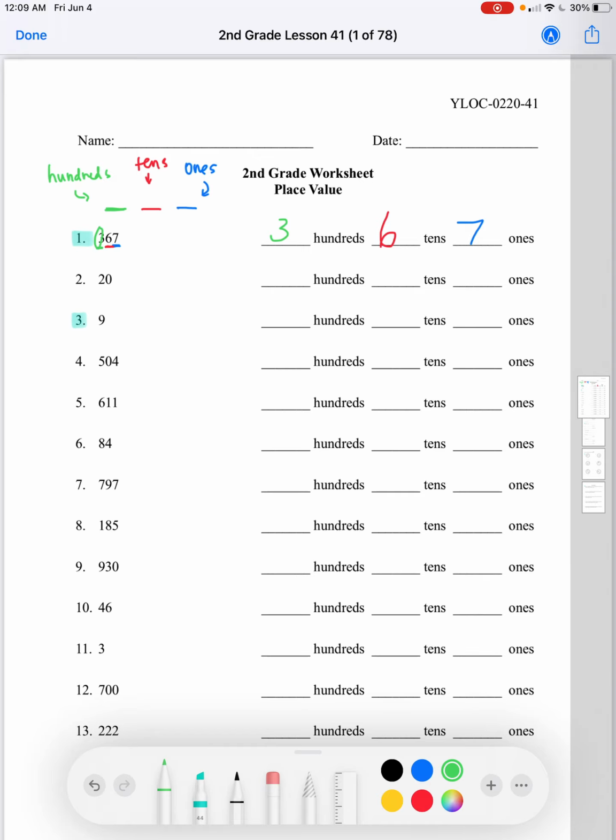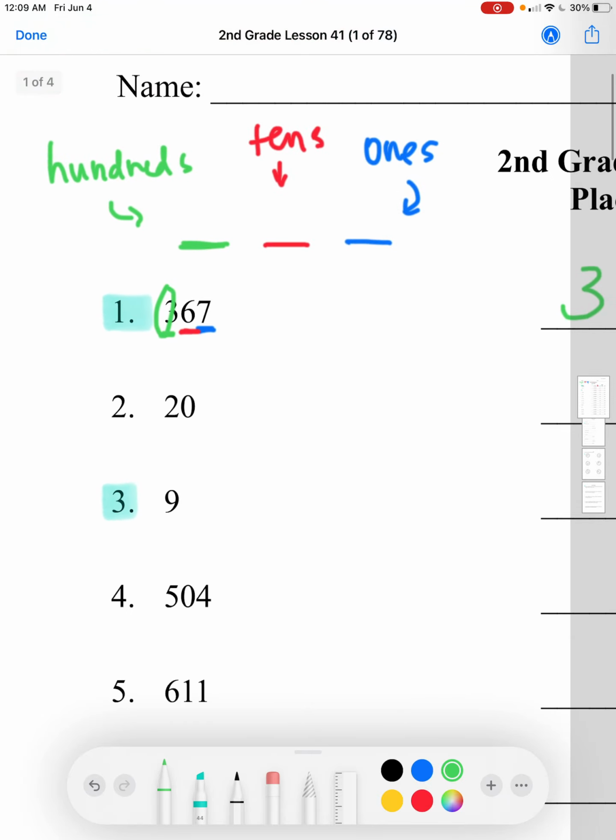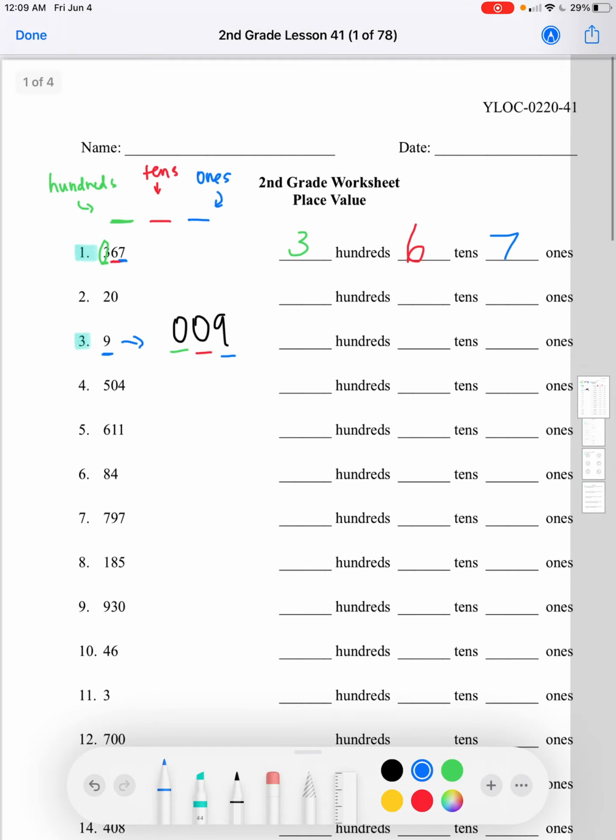Now let's do the same thing for number 3. We have the number 9. Now, remember, if it's only a 1-digit number, we're going to start in the ones place. This is just the ones place. This is the same thing as 009, which means we have 0 hundreds, 0 tens, and 9 ones.